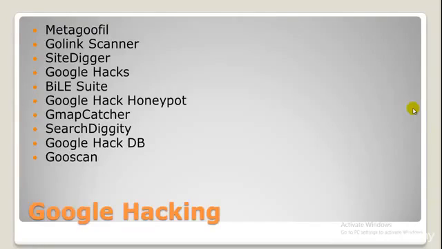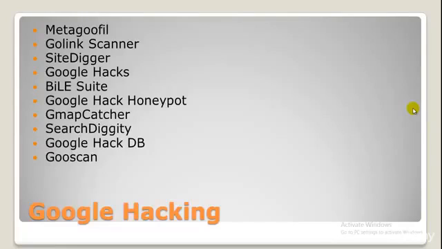Google Hacks, as I told you, is a compilation of carefully crafted Google searches that expose novel functionalities from Google search and map services. We have BiLE Suite, that stands for bidirectional link extractor, and it applies a simple statistical weighing algorithm to deduce the websites that have the strongest relationship with the target site. Then we have Google Hack Honeypot, which is the reaction to a new type of malicious web traffic, and it is a search engine for hackers.